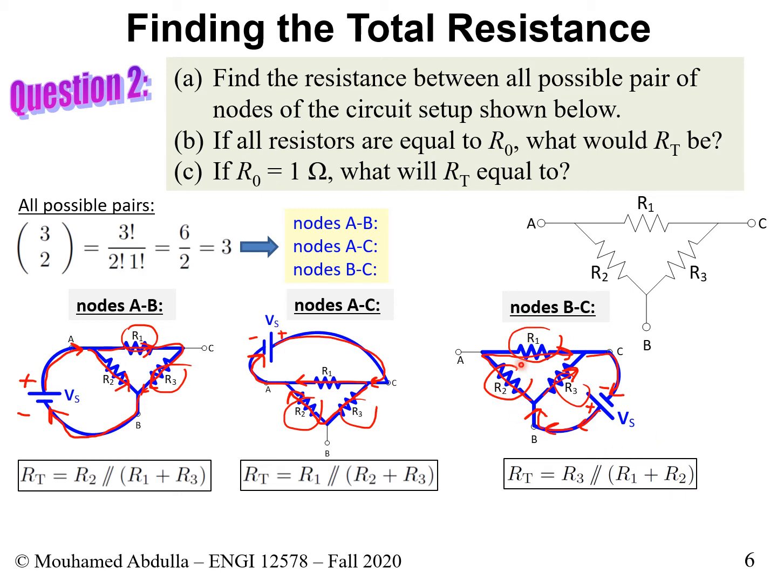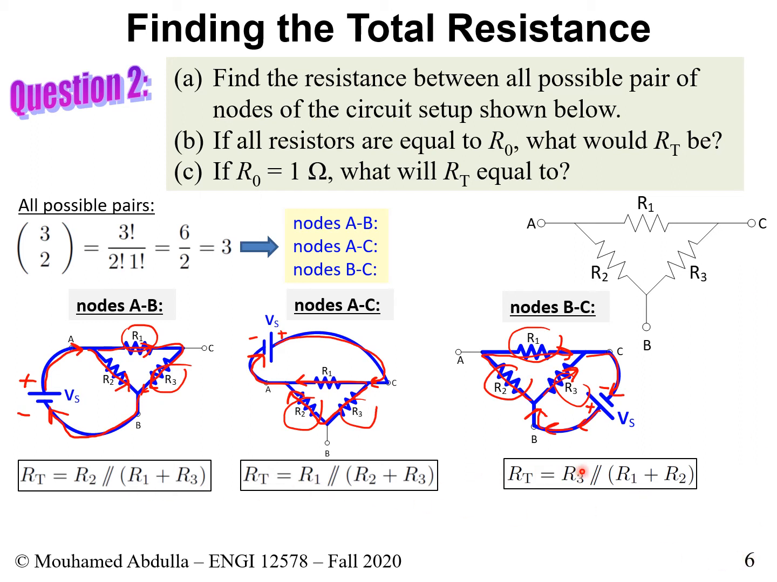So R1 and R2 are in series, and the result that you get is in parallel with R3. So notice that the resistance is not the same. If you measure the resistance between A and B, you got this. If you measure the resistance between A and C, you got this. And if you measure the resistance between B and C, you got this. So you do not get the same result.